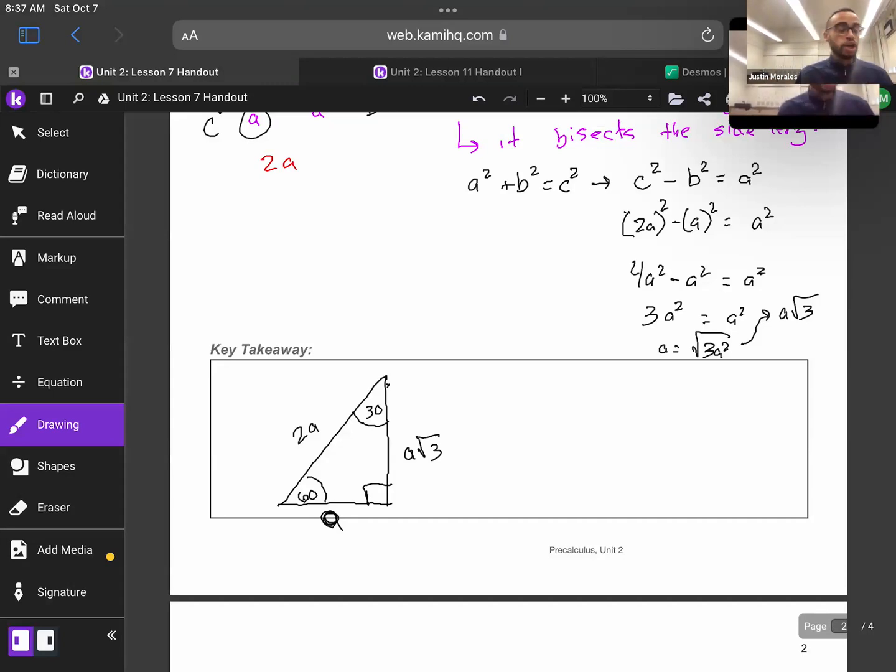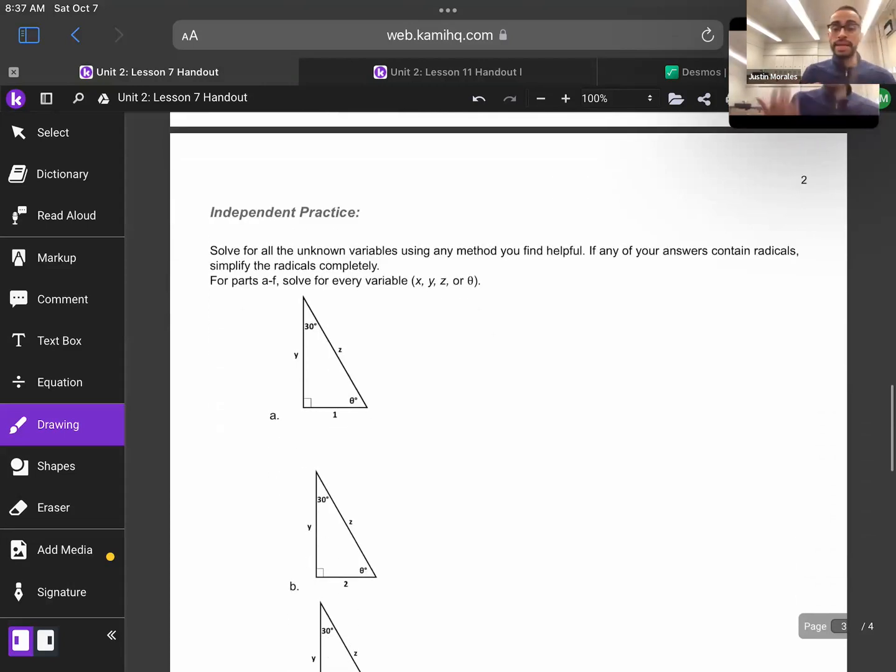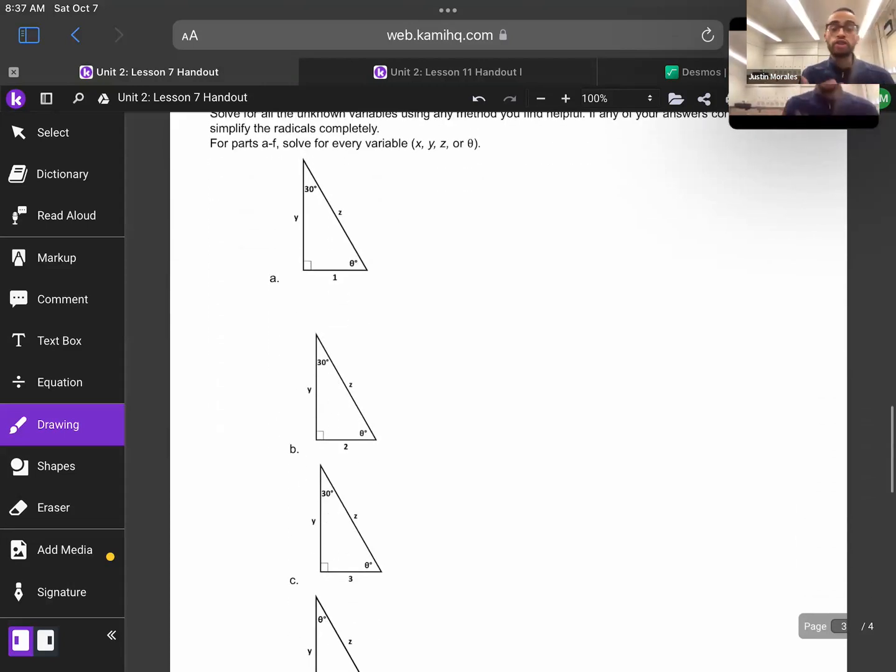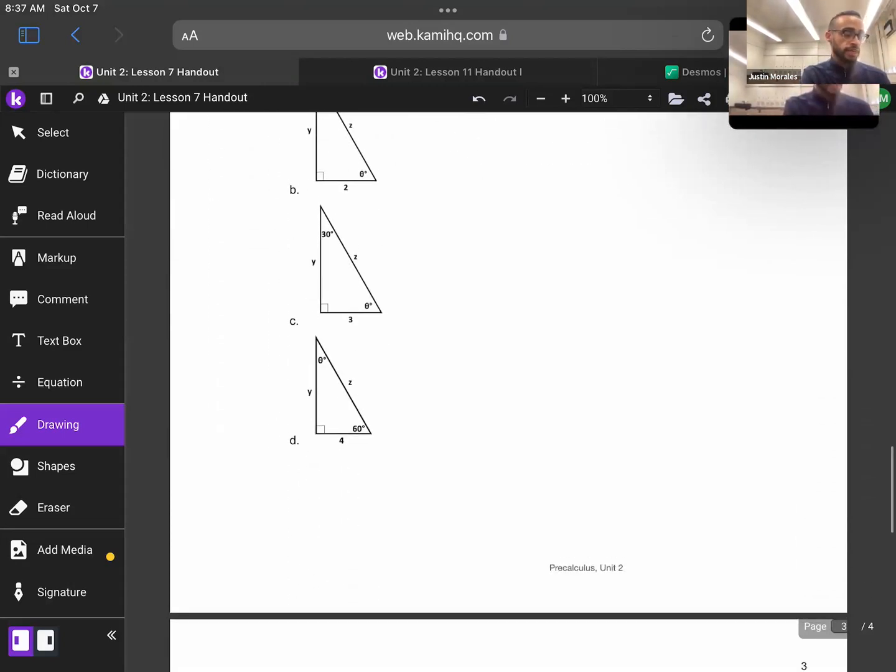This is always going to be true, and it's going to be very, very important that you internalize it. So for the rest of the day, what you guys are going to be doing is implementing this law and figuring out other side lengths within 30, 60, 90 right triangles.